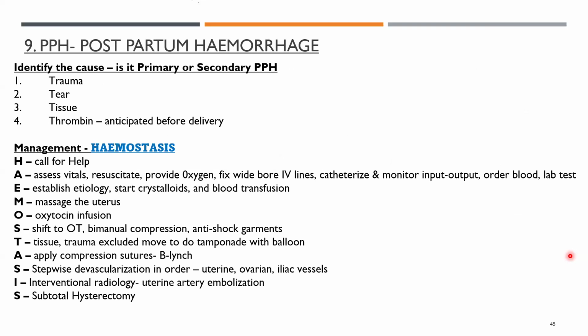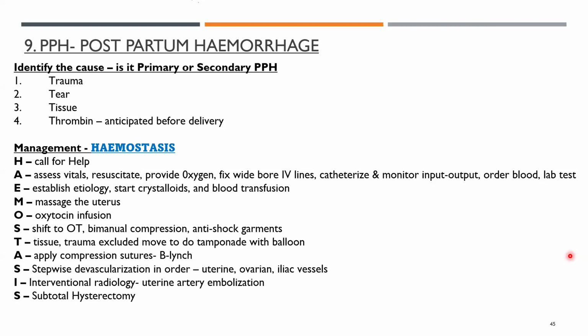Coming on to the last one for today, postpartum hemorrhage. I also know that we've already talked about this multiple times, so I'll just quickly revise through this. First thing, when you know there's a postpartum hemorrhage, identify the cause. Is it a primary or a secondary PPH? Next, you want to know what the cause of this is. Is it because of trauma? Is there a tear that is causing this bleeding? Is it due to retained tissue, or is it thrombin? Thrombin is normally not identified during labor. This is something that's normally done way before.